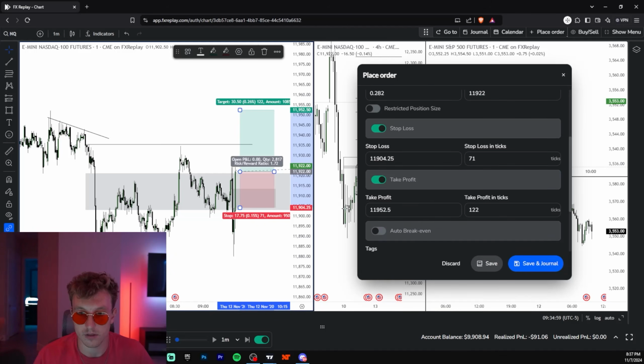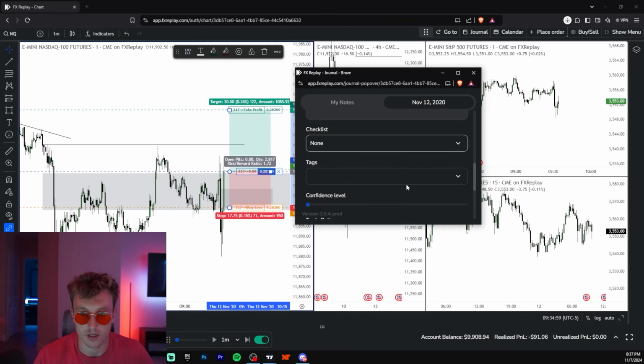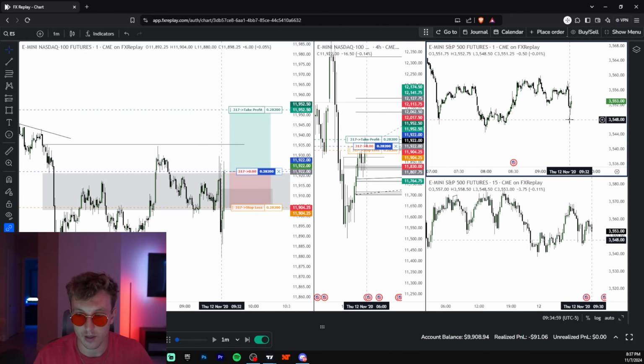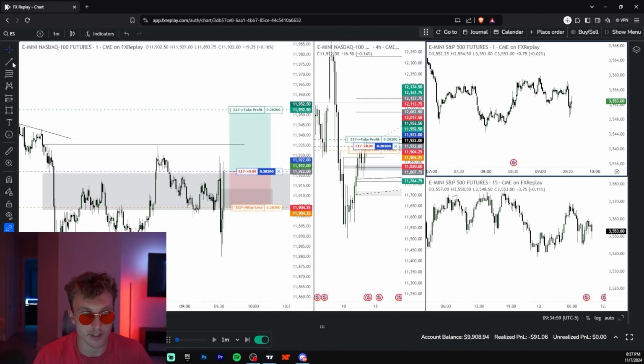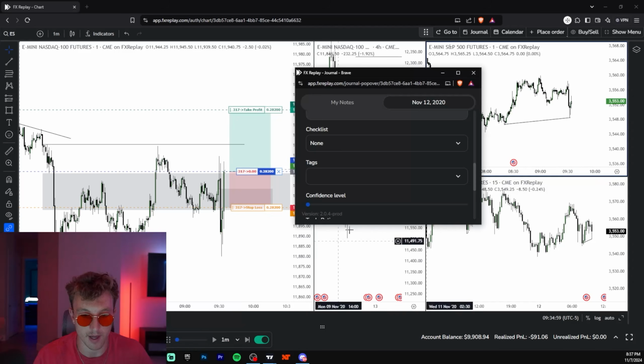1%. I'm gonna do auto break even for this one. Goes along with higher time frame draw. This looks like a super big liquidity sweep. There's an SMT. There's an SMT at the bottom. This is just really high probability in my eyes.